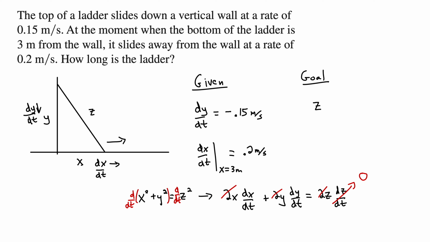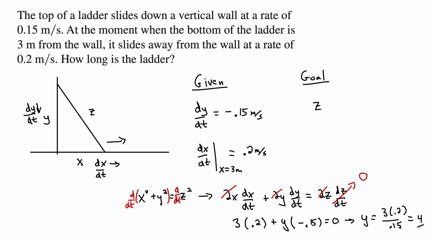Now we're interested at this moment where x equals 3 meters. So I'm going to plug in 3 for x. And then we decided at that moment dx/dt is 0.2, plus, well then y, we don't know what y is, but we know what dy/dt is. We decided that was negative 0.15, equals 0. Okay, well we can solve this for y. So y must be 3 times 0.2, all divided by 0.15. Calculate that out, we get 4.